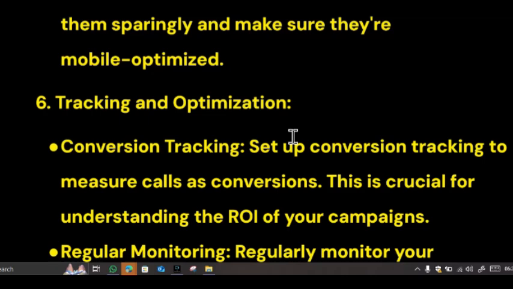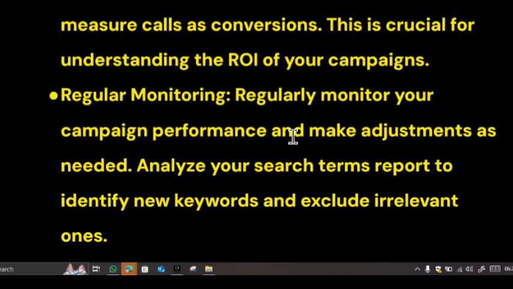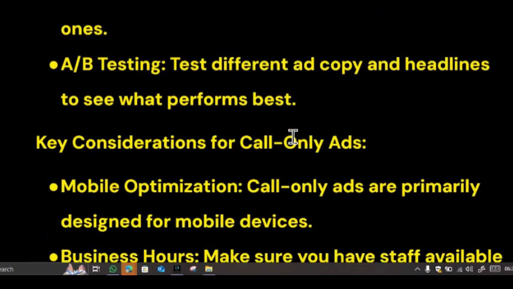Next step is tracking and optimization. Set up conversion tracking to measure calls as conversions. This is crucial for understanding the ROI, that is returns on investment, of your campaigns. Also, regularly monitor your campaign performance and make adjustments as needed. Analyze the search terms reports to identify new keywords and exclude irrelevant ones. Test different ad copy and headlines to see which one performs best.